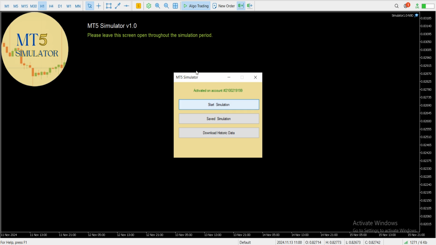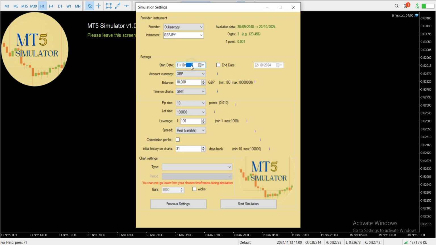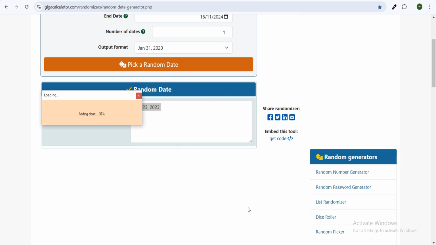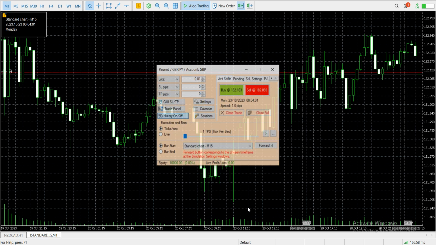Start. 23, month will be 10 and 23. It's on Monday, perfect. Times on chart will be New York close, spread will be fixed. Initial history on charts will be just 1000. Standard period will be M15. Let's start the simulation.